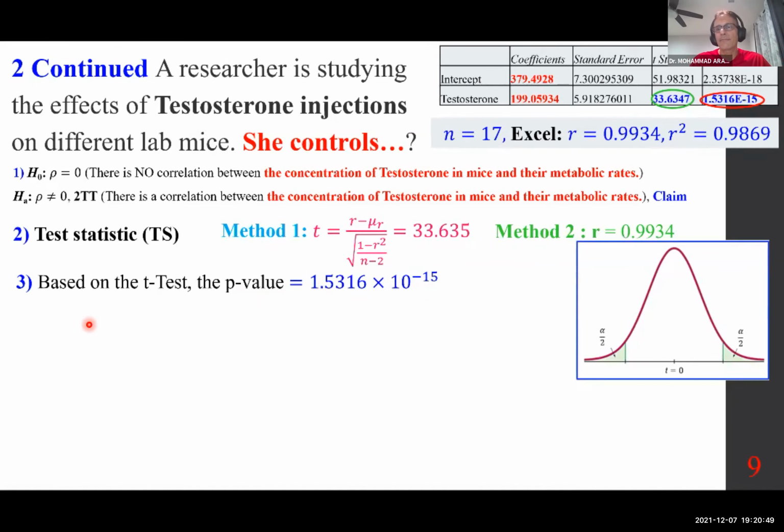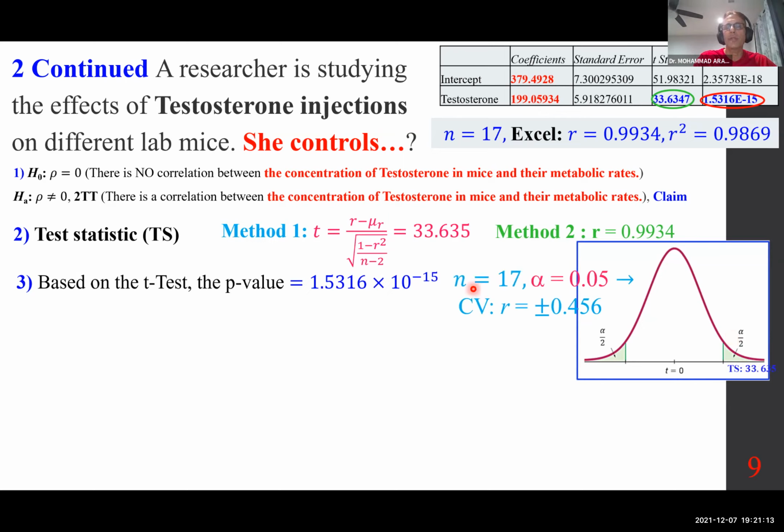And with that, the concept is test statistic is way into the rejection region, and you want the area to the right of that times 2. We want the area to the right of that times 2 because it's a two-tailed test. If we were to go with the second method, N is 17, alpha is 0.05, and the critical value would be plus minus 0.456. This comes from the Pearson correlation table. This is from the same table we discussed earlier.